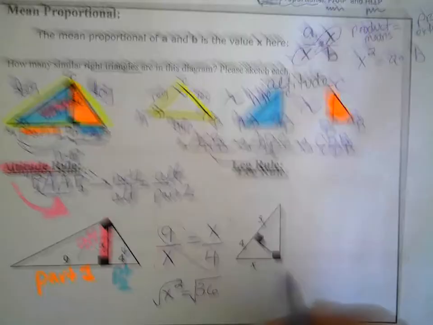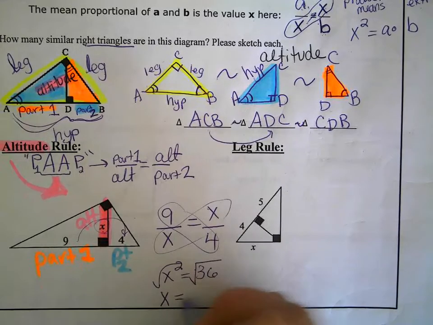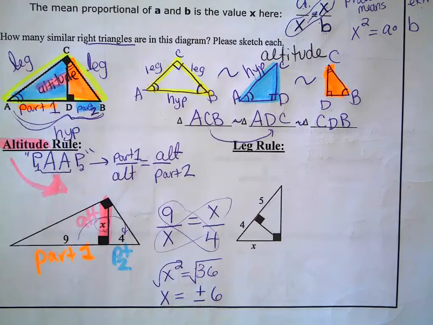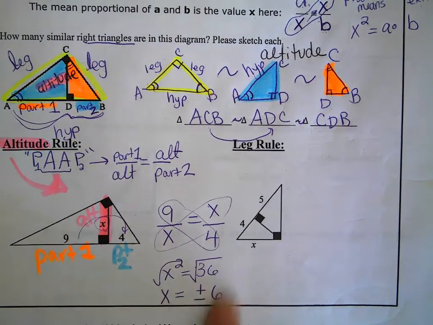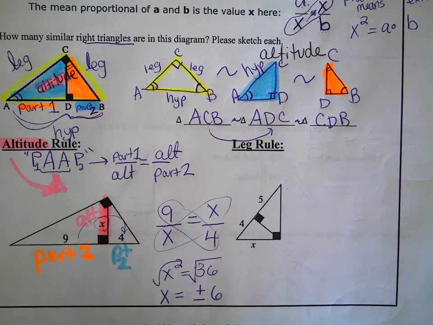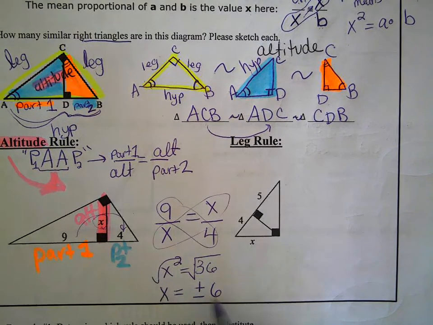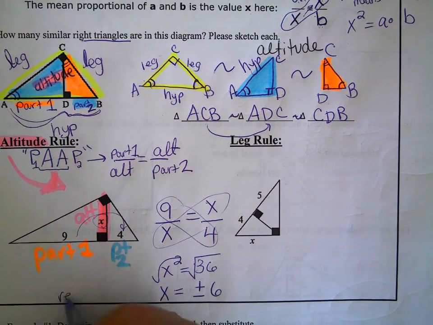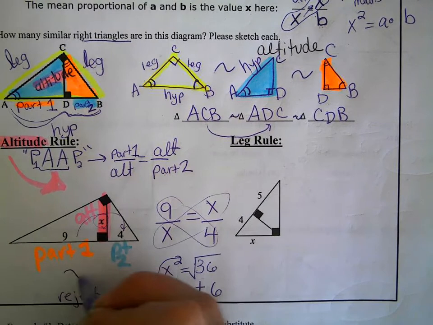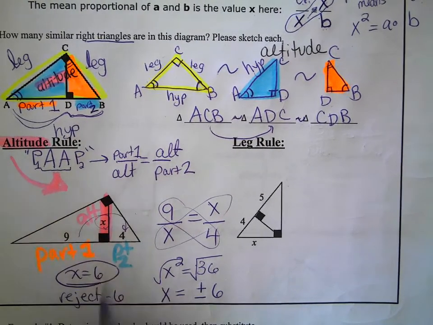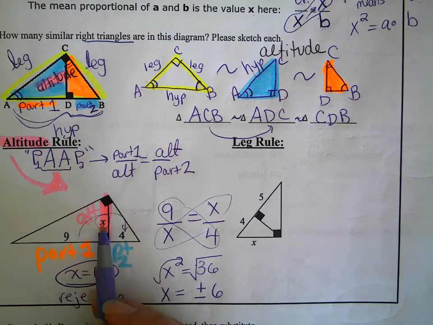We take the square root of each side. Now X is technically plus and minus 6. And that's a little reminder from algebra: X squared always gives you 2 answers for X at the end. But we are going to reject the negative 6 here. So in this case, X will equal positive 6. That altitude is positive 6.